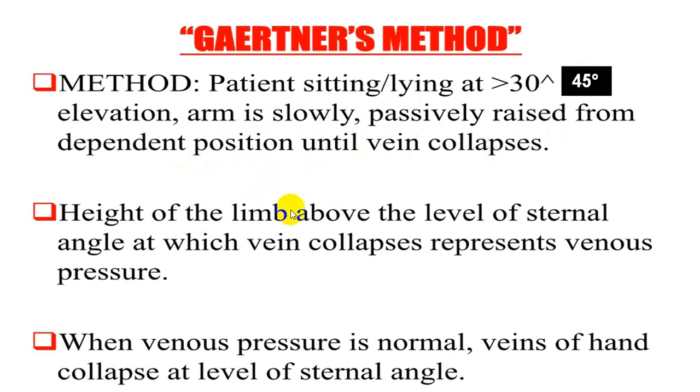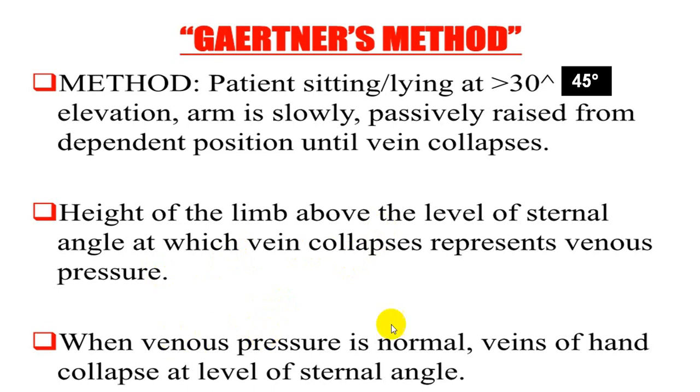The height of the limb above the level of the sternal angle at which the vein collapses represents the venous pressure. This is one of the indirect methods. Suppose the limb's vein collapses when the arm is just at the level of the chest, indirectly at the sternal angle; we'll call that normal. If you require a little more height for collapse, it indicates elevated pressure.